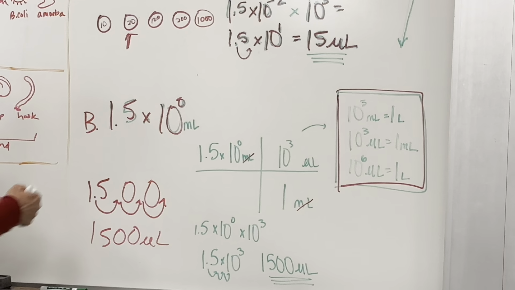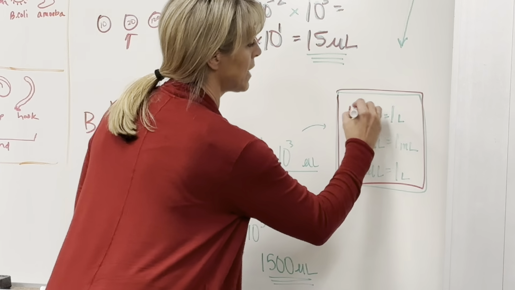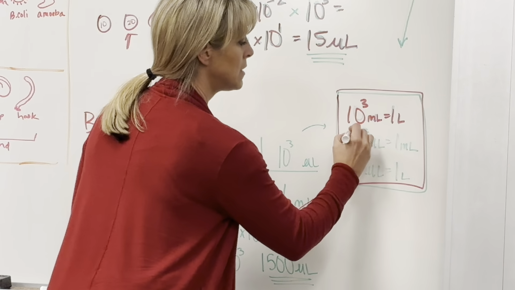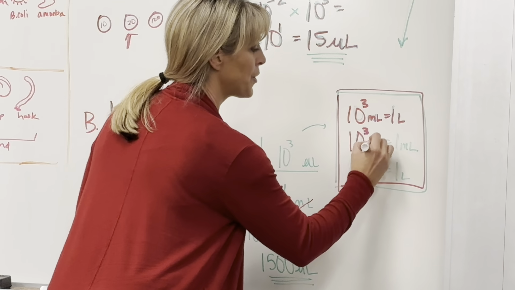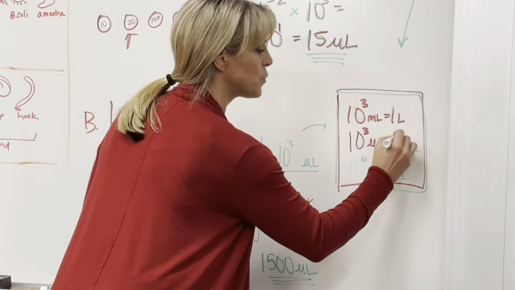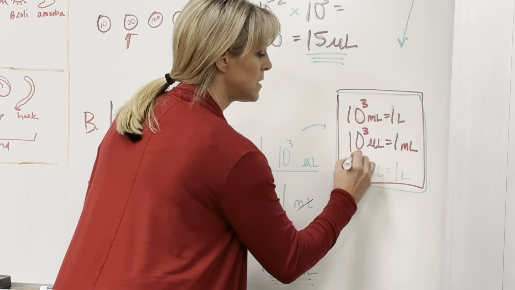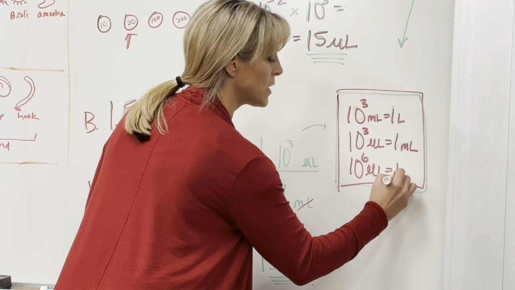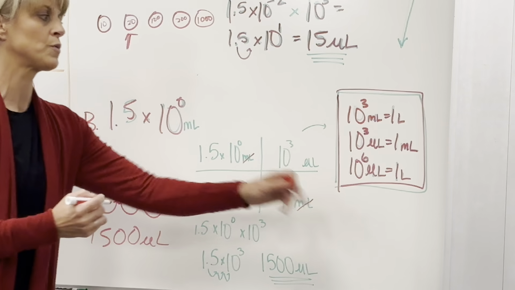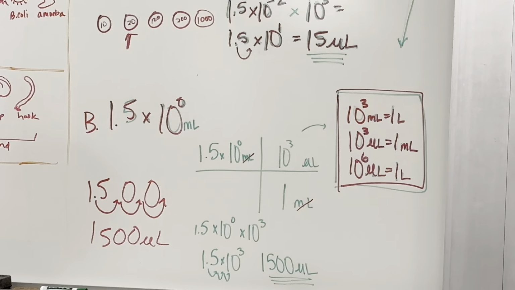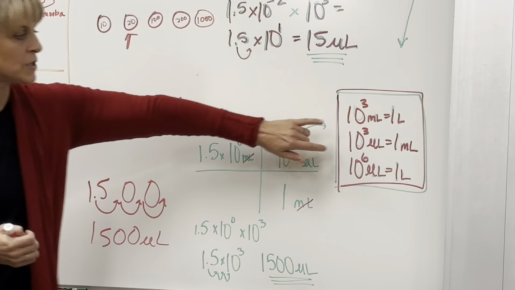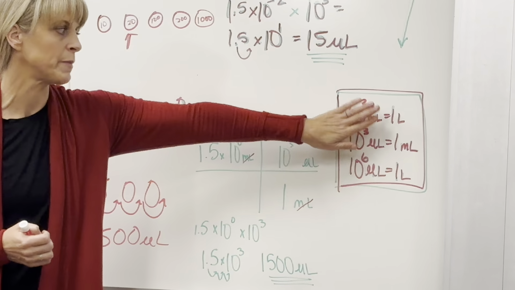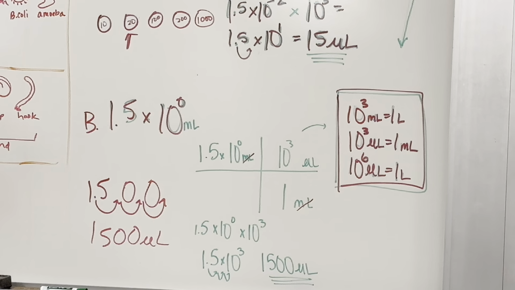Oh yes, and I will leave all this up here, you guys can check it out. So it's 10 to the third milliliters equals 1 liter. 10 to the third microliters equals 1 milliliter. 10 to the sixth microliters equals 1 liter. So that's all you have to remember. But also if you just add these two together to make 1 liter, that would make sense too, but that's fine. Just do it that way.